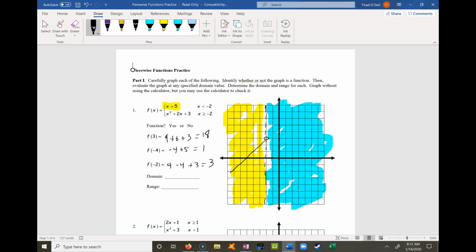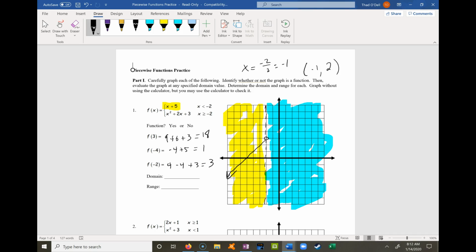Now the other side is a parabola. The nice thing about this is the y-axis is in the blue, and we know how to graph parabolas, right? You can find the x-coordinate of the vertex by going -b over 2a. That'd be -2 over 2, which would be -1. So we know the vertex is at -1, comma something. If I plug a -1 in there, that's going to be what? 1 minus 2 is -1, plus 3 is 2. So the vertex is at -1, 2.